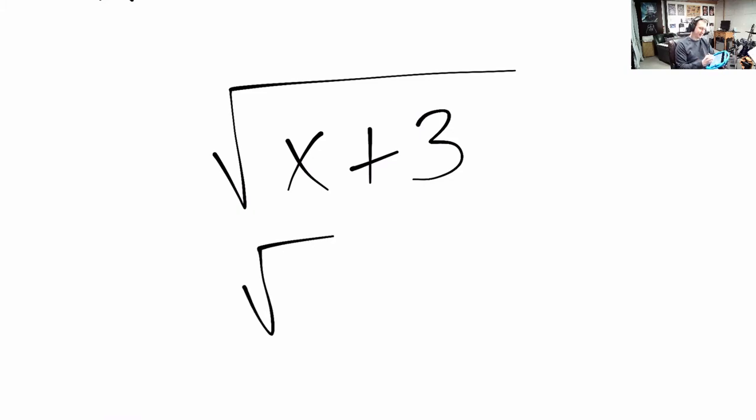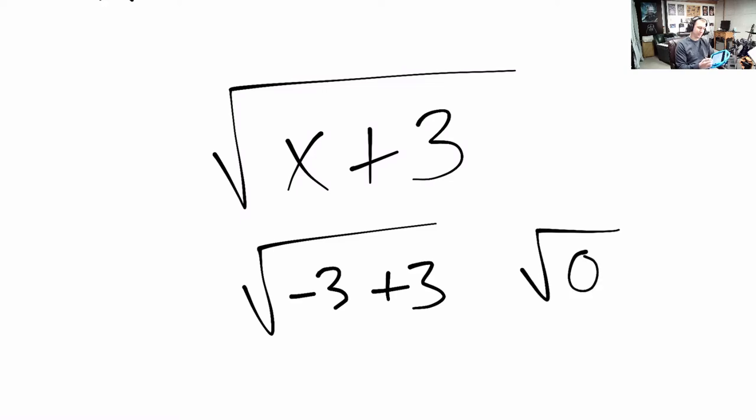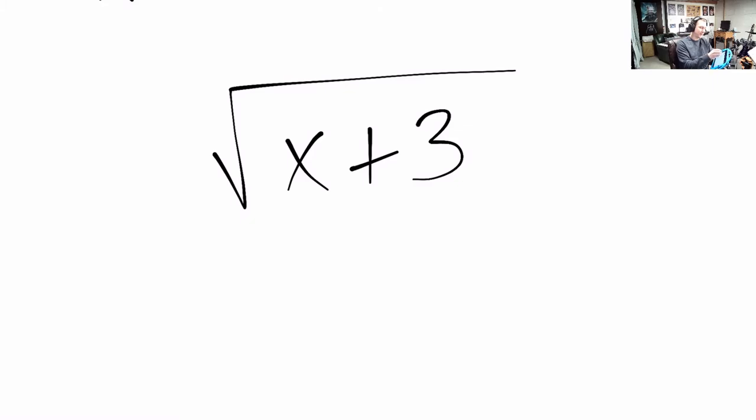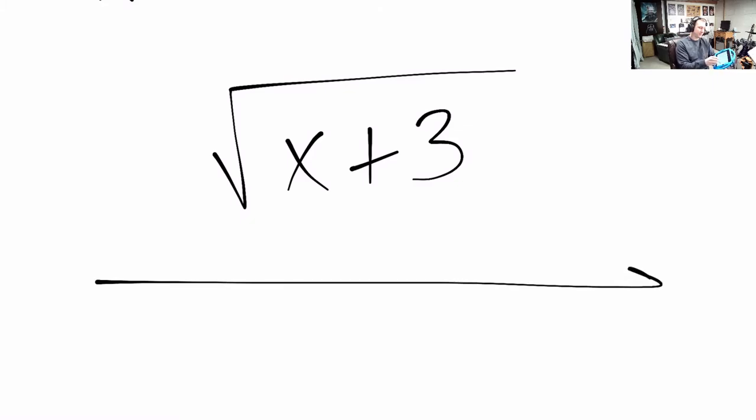It's the square root of -3 + 3, which is the square root of 0, which is asking us what number, when squared, gives us 0. Probably 0. Yes. So, yeah, any number bigger than -3, including -3.